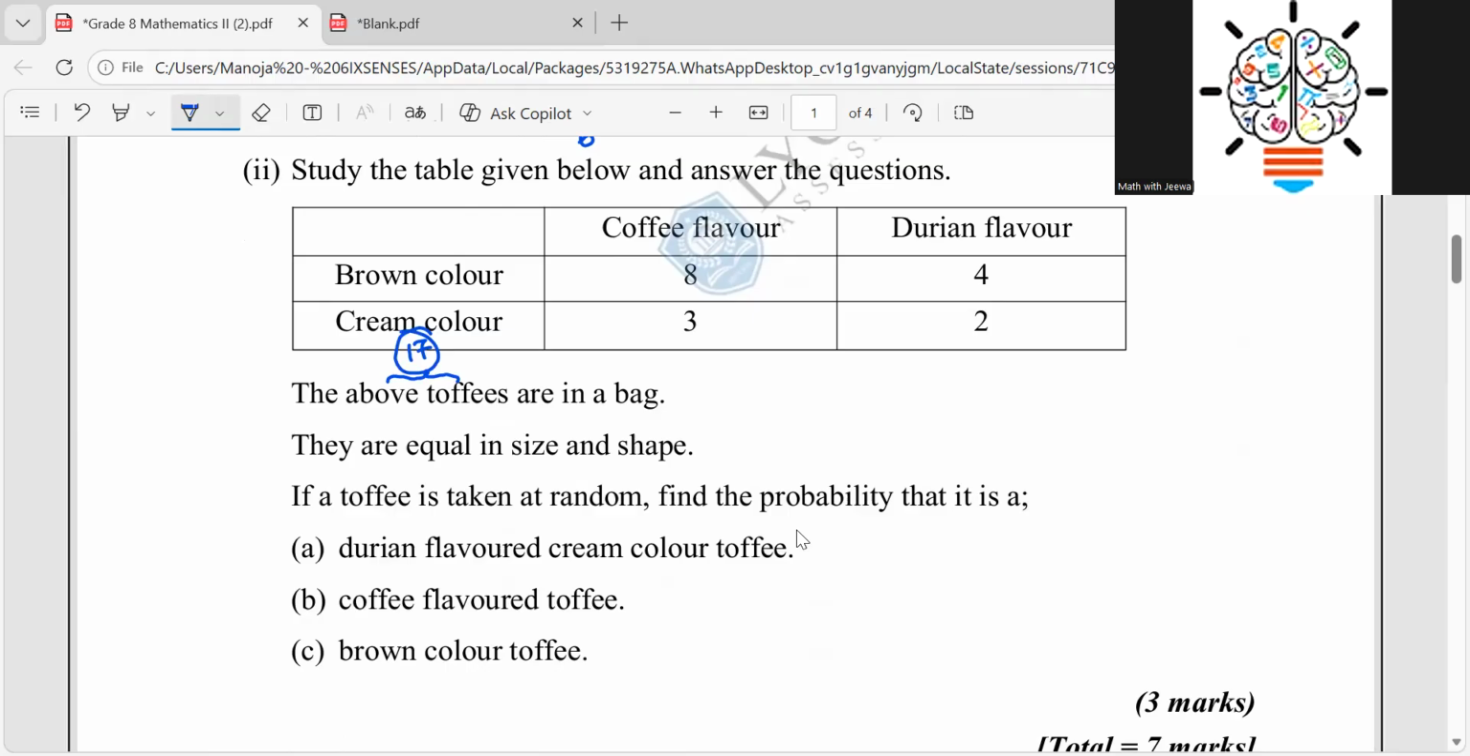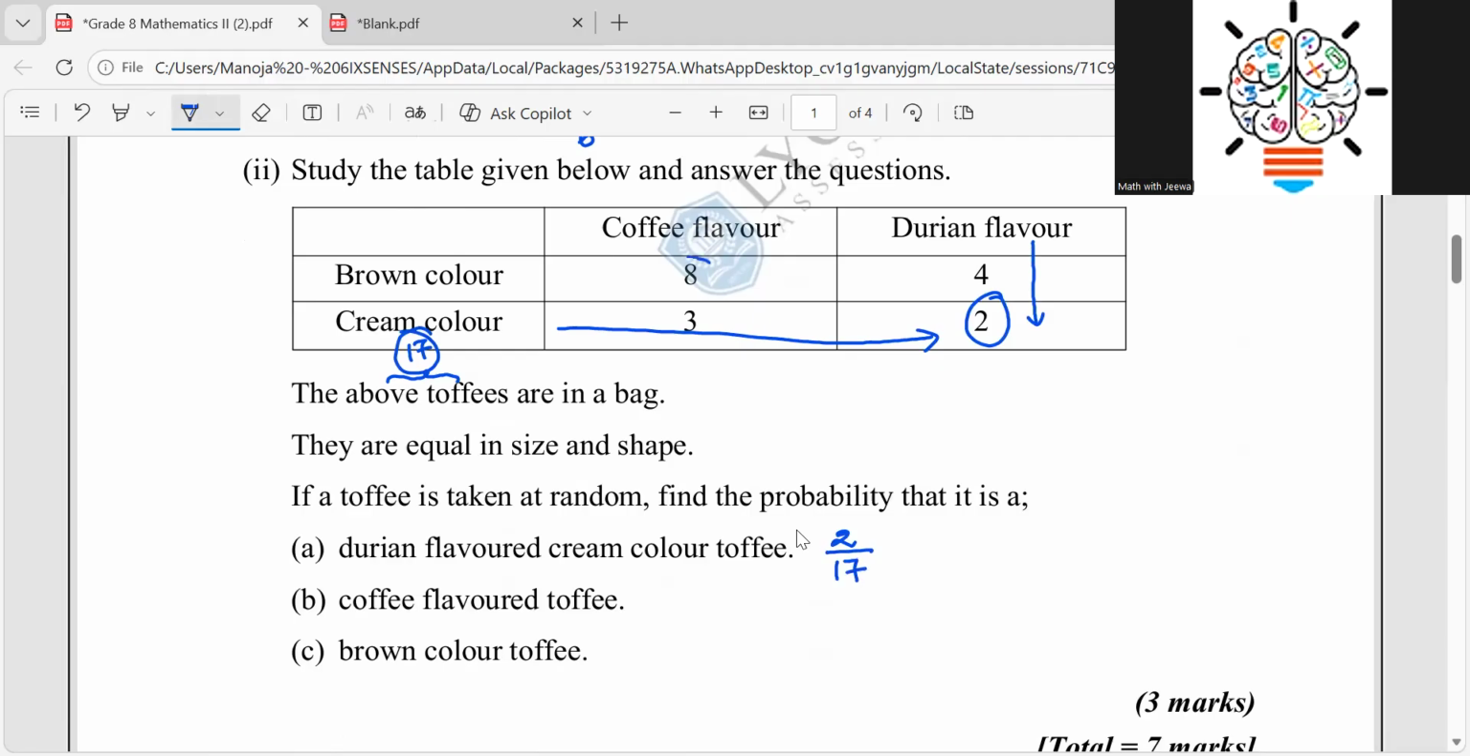Durian flavored cream color. So this is the durian flavor, the cream color. So that means they are talking about this one. So then the probability is 2 out of 17.